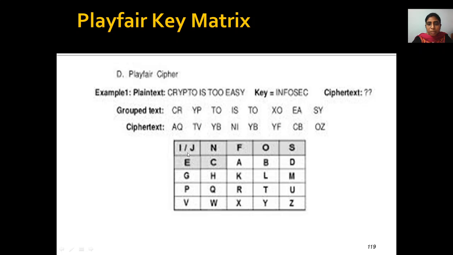So we are going to write the key INFOSEC, then fill in the letters A, B, C, D till Z. Since we have a 5 by 5 matrix, we can accommodate only 25 letters, so one letter will be repeated over here. Then we are going to take the first pair as CR, that is C and R. So this is the block.